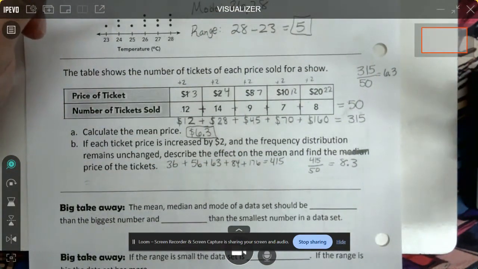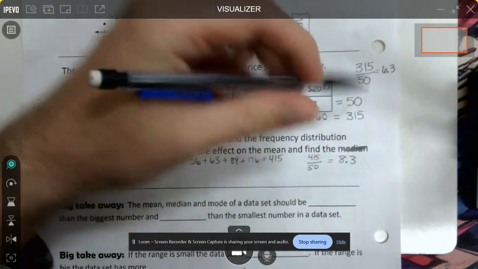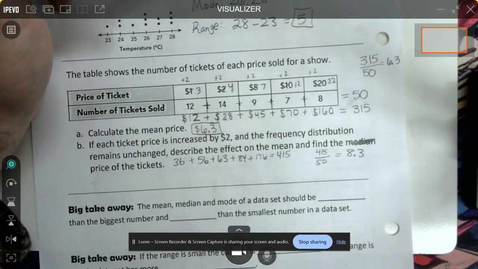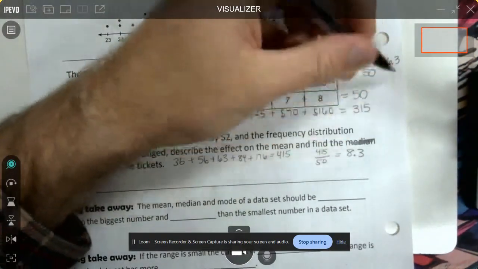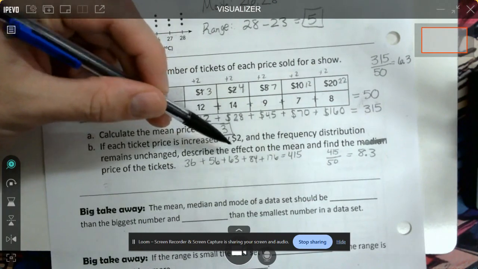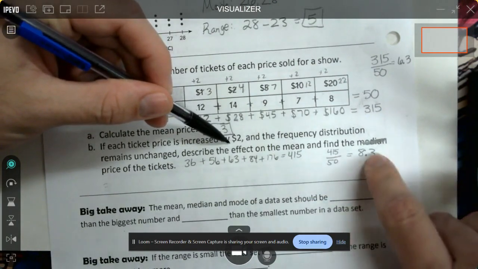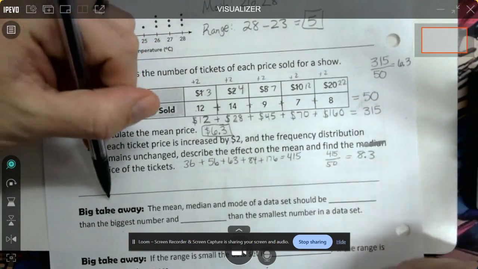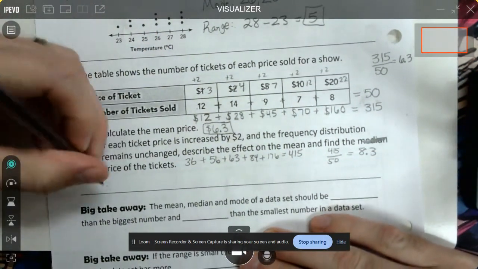8.3. So now what do you notice between our old mean and our new mean? Yeah, you should realize that they're 2 away from each other. So when you increase the price of everything by 2, the mean also goes up by the same number. So we're going to explain that in the bottom here.